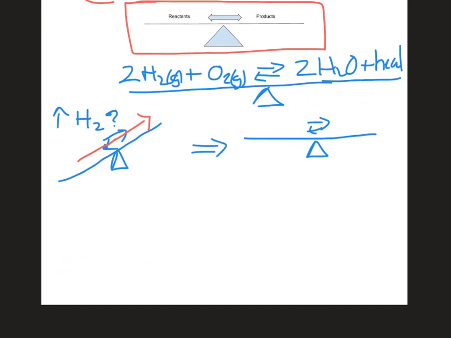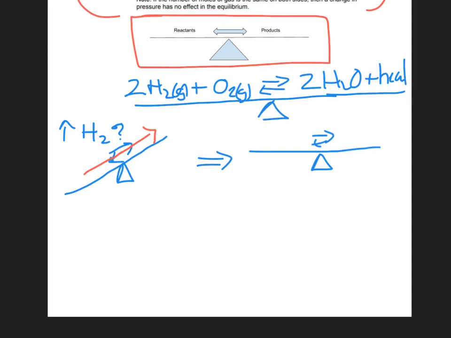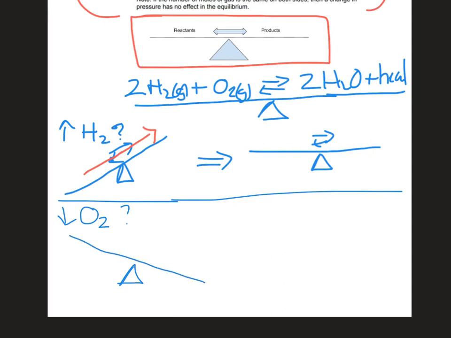So let's do another one. What if instead of adding H2, what if I decreased or took away some O2? What would happen to the teeter-totter? Well, initially, since I'd be taking away from the reactant side, initially that teeter-totter would do that. So now think about, what would happen to make this go back to equilibrium? Which way would it have to shift?